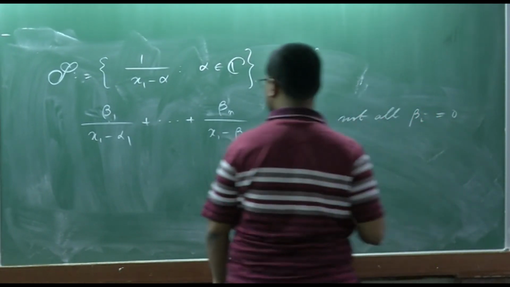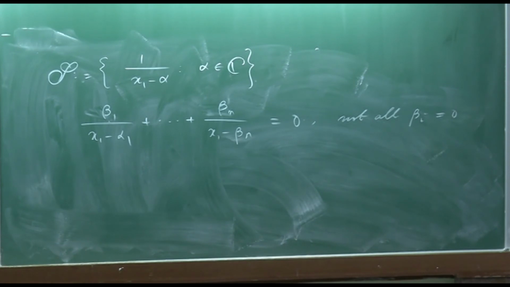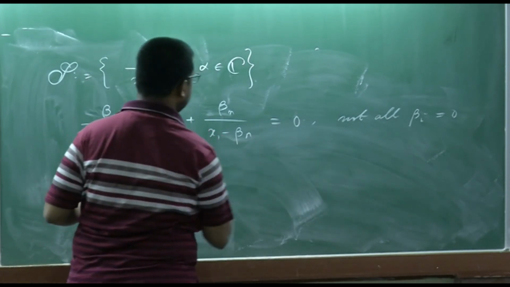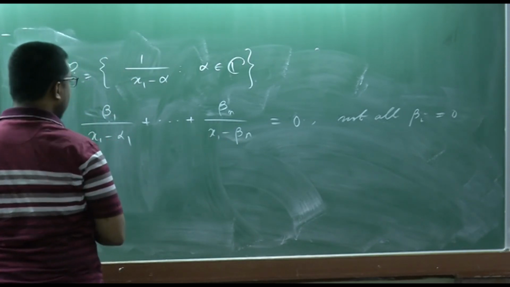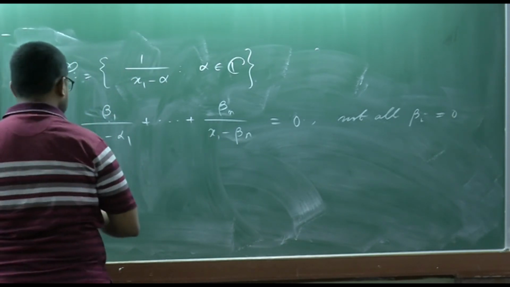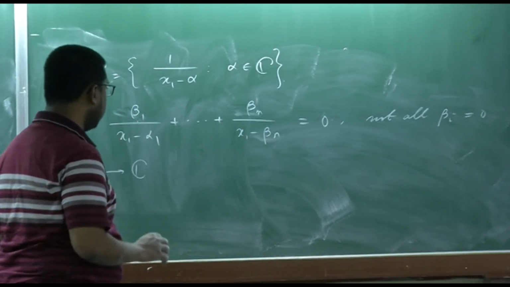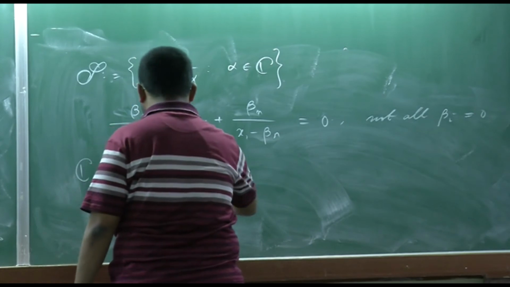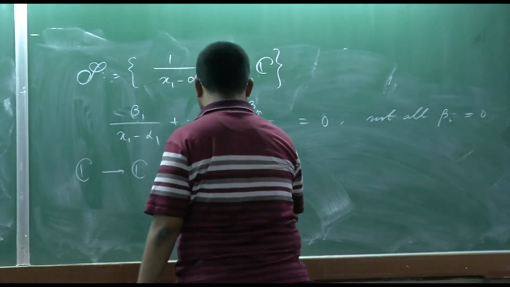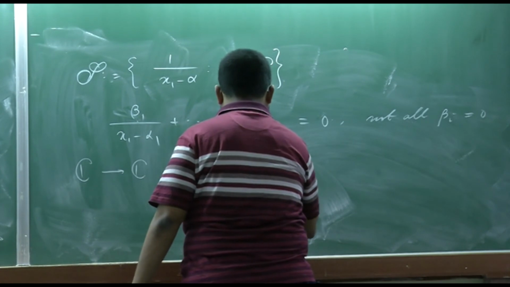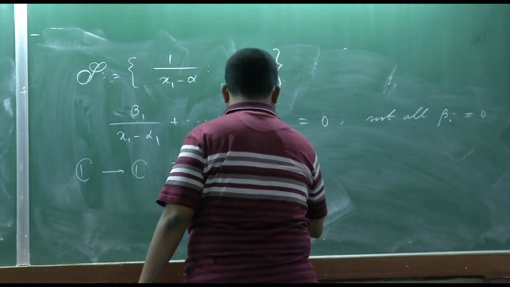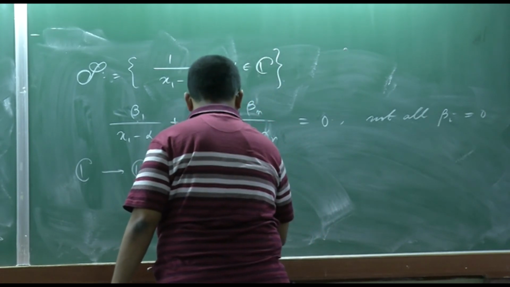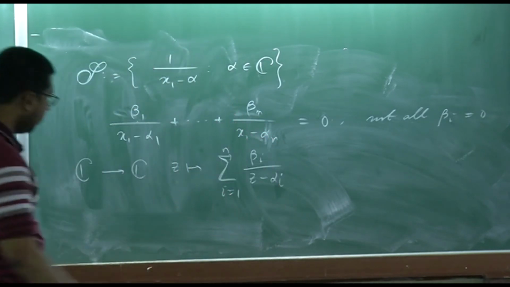Not all b_i equal to 0. Okay. So one must have this, but now it is easy to see that this is indeed a problem, because we can view this as a function from C to C. What is the function? We view this as the function sum of beta_i by (z minus alpha_i), with i from 1 up to n.